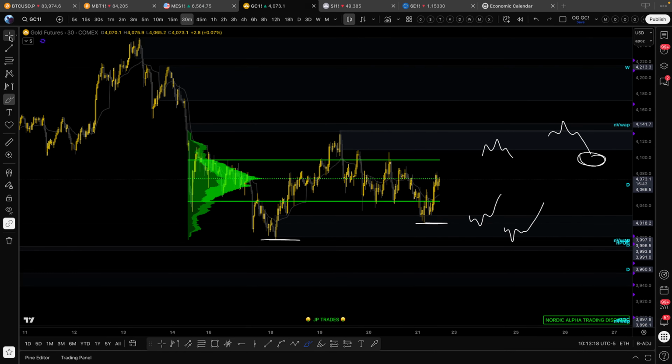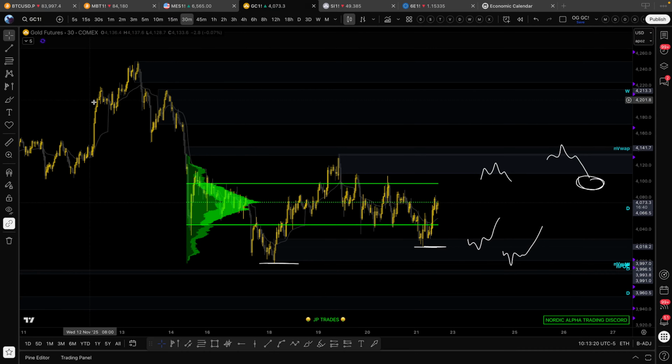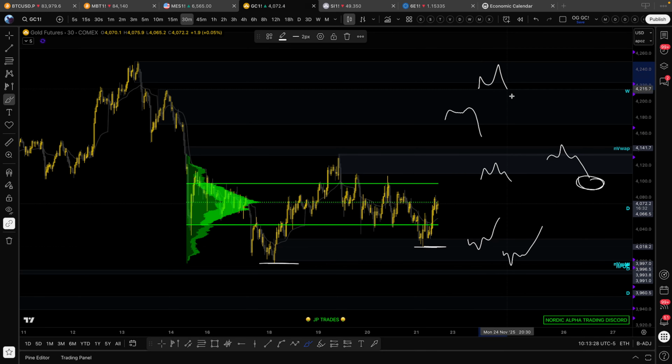And if gold does happen to get a little bit bullish, a little bit quicker, then I would look for these two areas as well for potential shorts. However, I don't think we're going to see that today. And again, these would be counter trend trades.